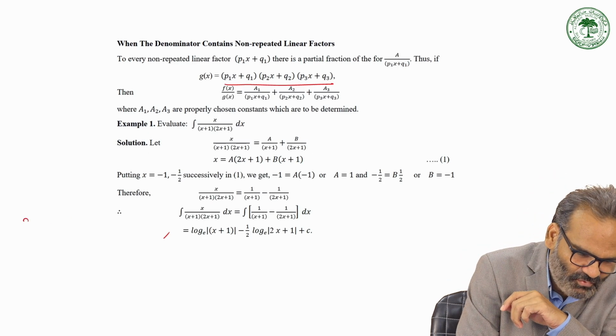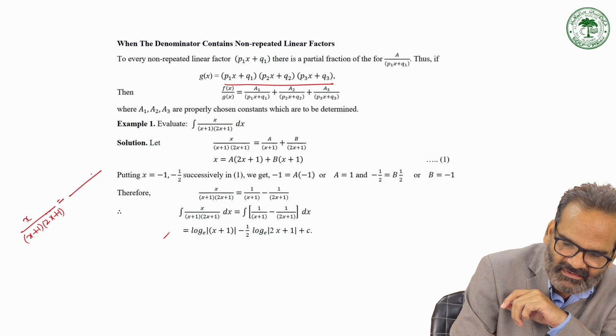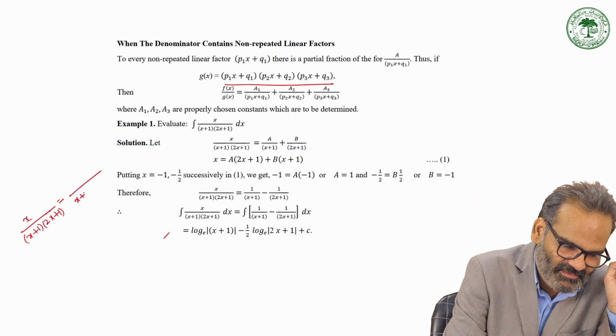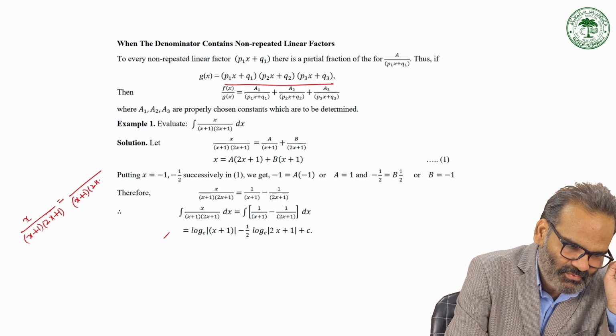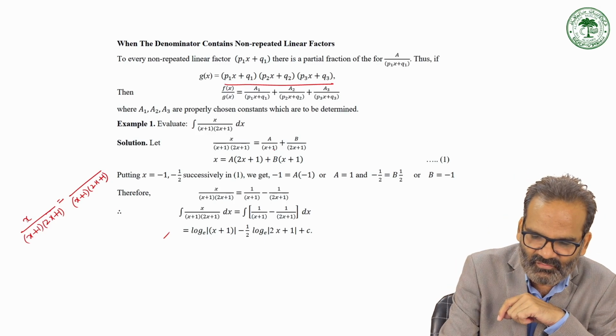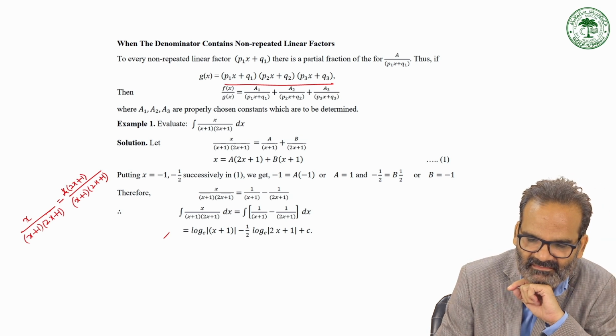In the left hand side, we have x upon (x plus 1) and (2x plus 1). This is our left hand side. This is equal to what? At the right hand side, take the LCM. The LCM will be (x plus 1) and (2x plus 1). Now see, x plus 1 will cancel out with x plus 1. What you will get is A multiplied with (2x plus 1), right?